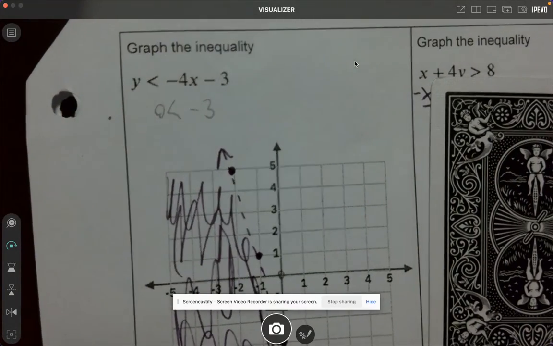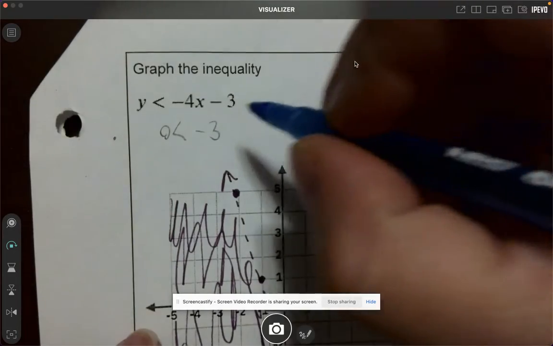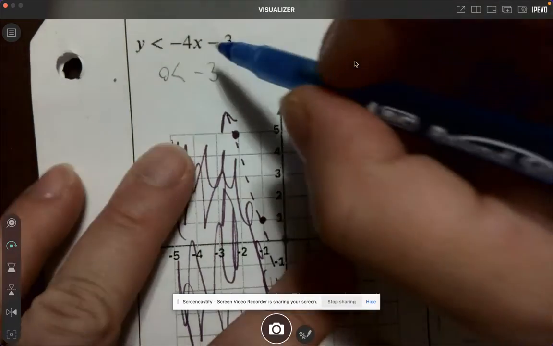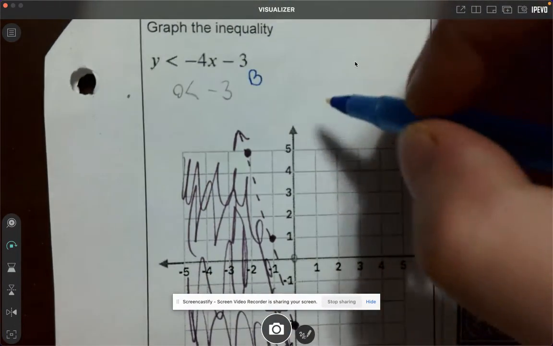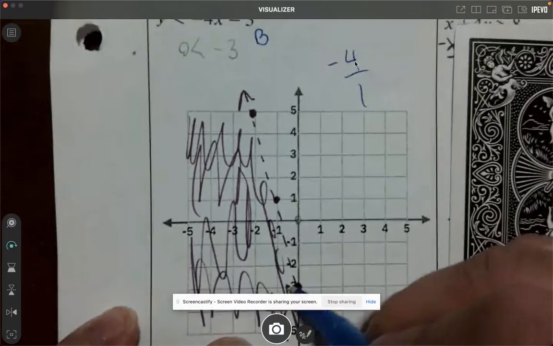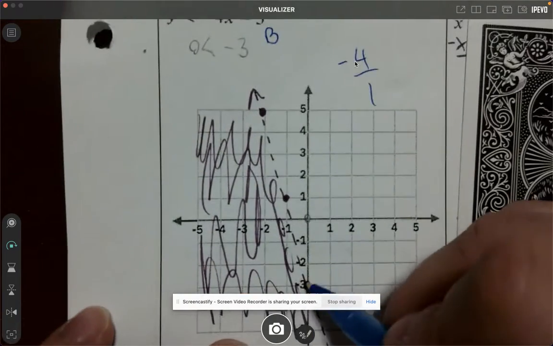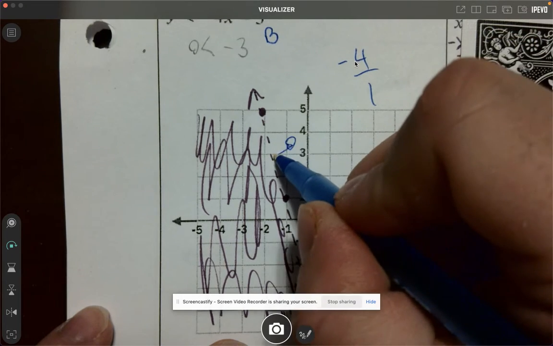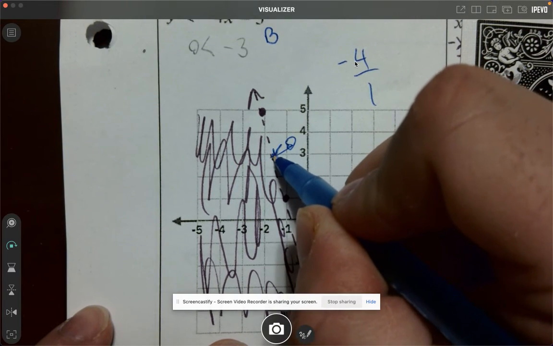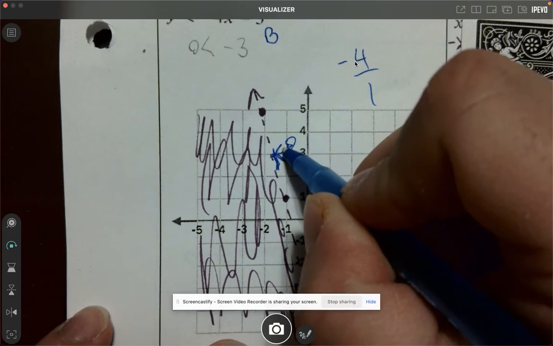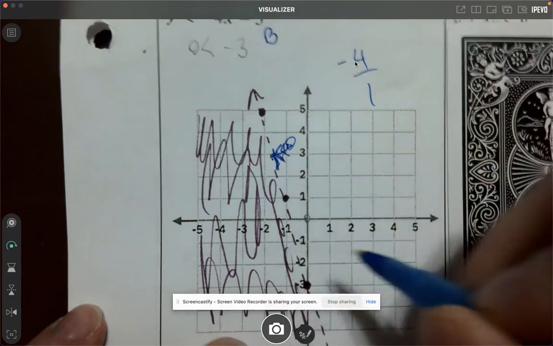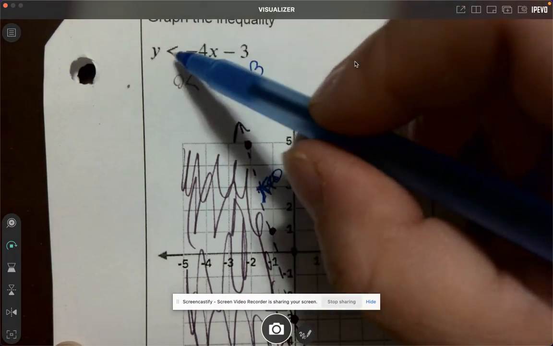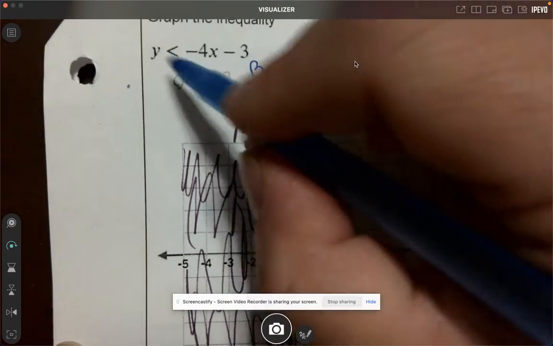So with this one, it's already in slope-intercept form. This is my starting point at -3. I have to do a negative slope of -4/1. I can't go down 4/1, so I have to go up 4, left 1, up 4, left 1. This is my nice negative slope, going down the hill. It's a dotted line because this line is not part of the solution.